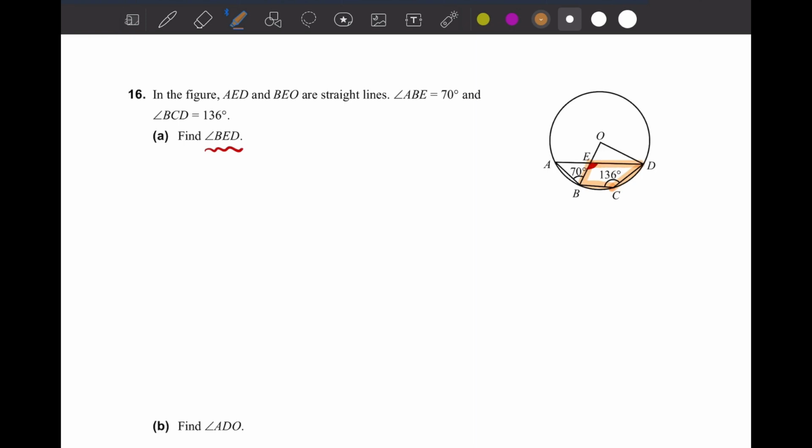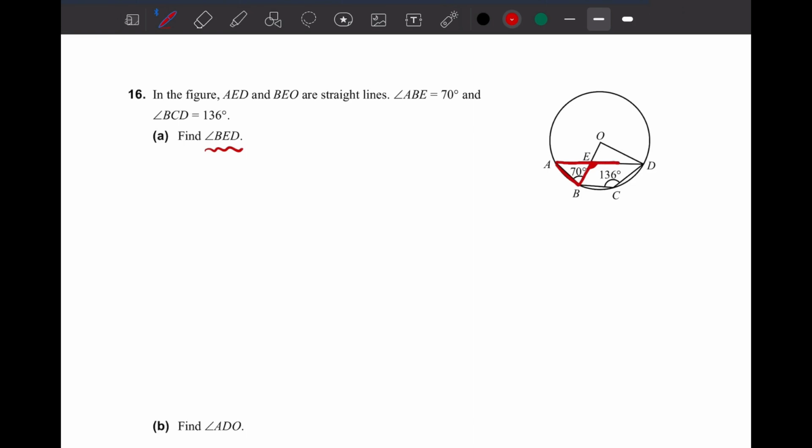Is this really a cyclic quadrilateral? No, it is not, because for cyclic quadrilaterals, all the vertices have to be lying on a circle. But this point E here is not lying on the circle, so this is not a cyclic quadrilateral, so we can't find it. But if we look carefully, we got one more piece of information other than that 136. We got this 70 degrees here.